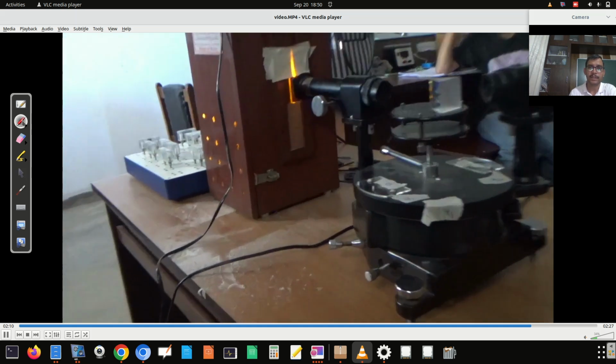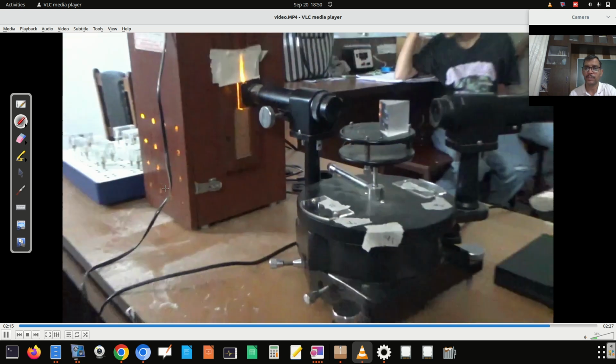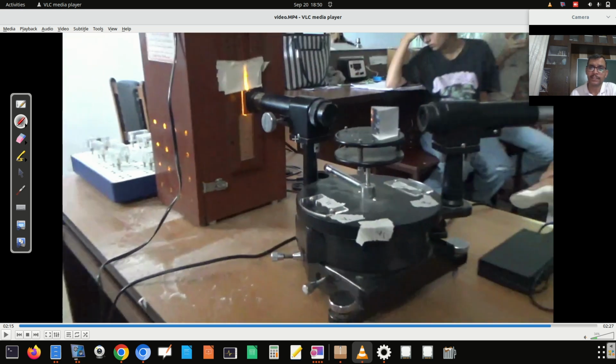And also, let me, so if I have a look at this, it is a collimator. Here are two adjusting screws. With the help of these screws we can align this collimator straight, and similarly two more adjusting screws are also there. With the help of this we can align this collimator and telescope in a straight line so that light will come horizontally. And after this, what do we do?